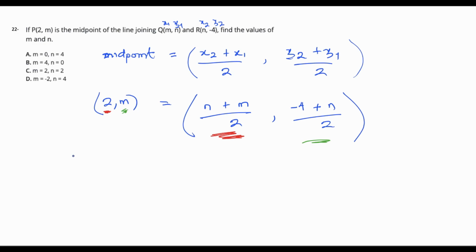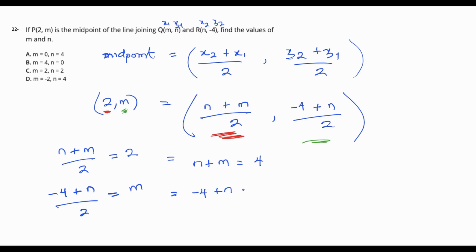So we can write out our equation as the first equation: n plus m over 2 is equal to 2, and the second: minus 4 plus n over 2 is equal to m. For the top equation, if we multiply through by 2, we get rid of this 2, and this becomes 4. So n plus m is equal to 4. If we do the same for the equation below, we have minus 4 plus n equals 2m.